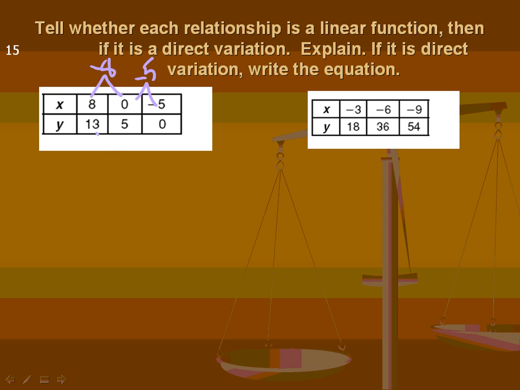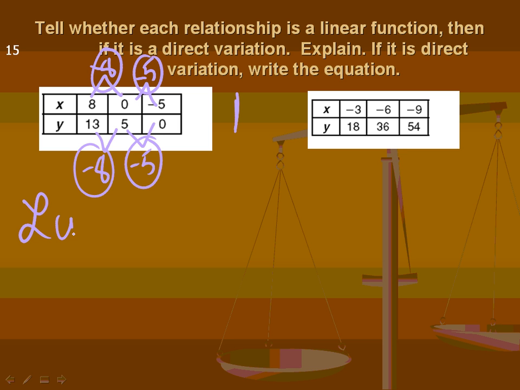However, if I look at the second part, that's negative 8. This is also down 5. If you divide your y by your x, you get 1 on both of them. So I'm going to say that this one is linear. Okay, now look at the x values. All the x's are different, so that means it's a function.